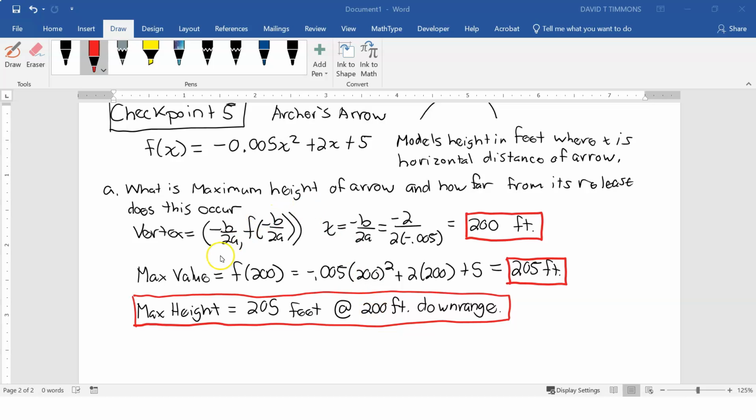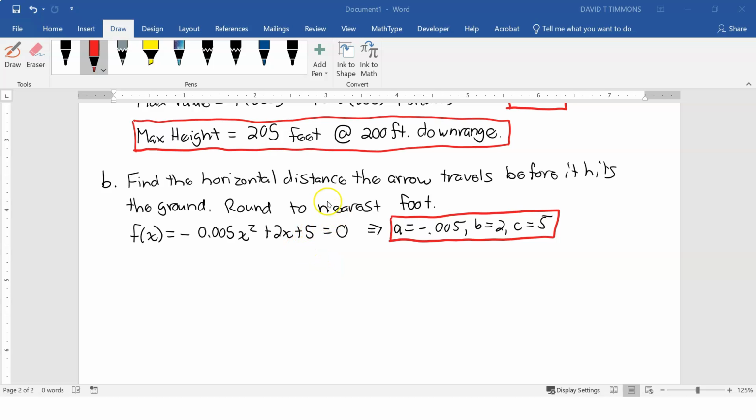So to answer part A of the problem, what is the maximum height of the arrow and how far from its release does this occur? Well, the maximum height will be 205 feet, and that will be at 200 feet downrange from where the arrow was released. In part B of the problem, they ask, find the horizontal distance the arrow travels before it hits the ground, round to the nearest foot.